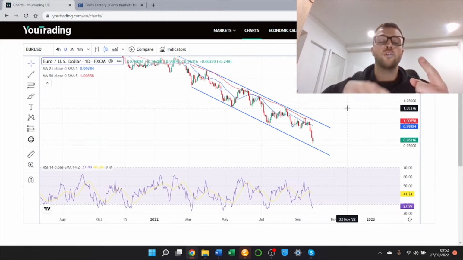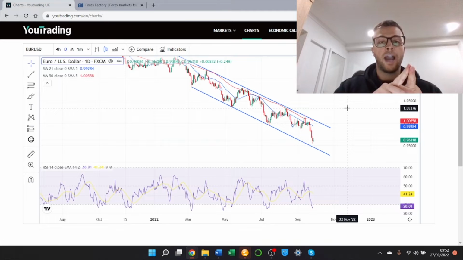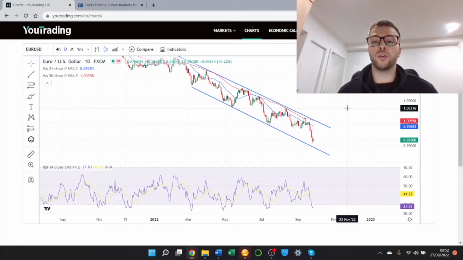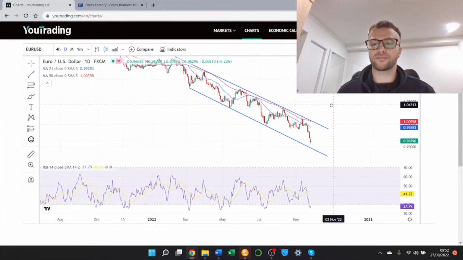amid continued number one, outperformance of the US economy versus the Eurozone, and number two, a more hawkish Fed than the ECB. Even though the ECB has been turning significantly more hawkish, we're still talking about a terminal rate in the Eurozone that's well below what we're talking about in the US.